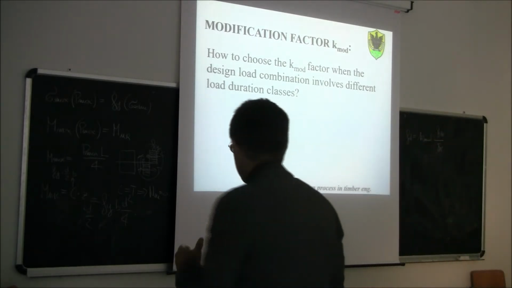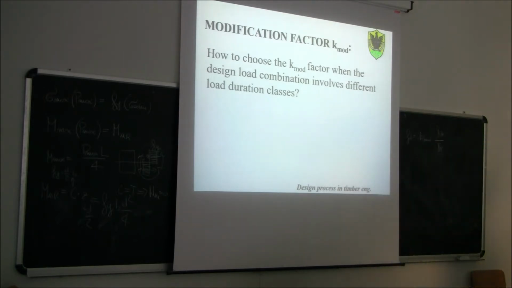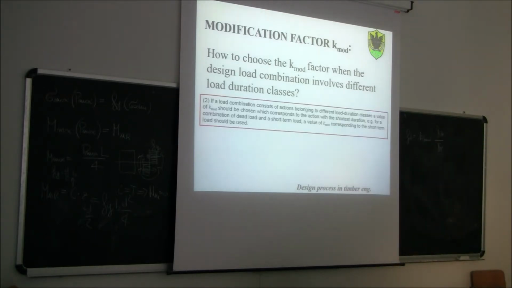Now, since we have a combination which involves different load duration classes, how can we choose the k_mod in this case? We read what is written here from the Eurocode. If a load combination consists of actions belonging to different load duration classes, this will be always the case, a value of k_mod should be chosen which corresponds to the action with the shortest duration. So underline and highlight very well this part. Should be chosen which corresponds to the action with the shortest duration.